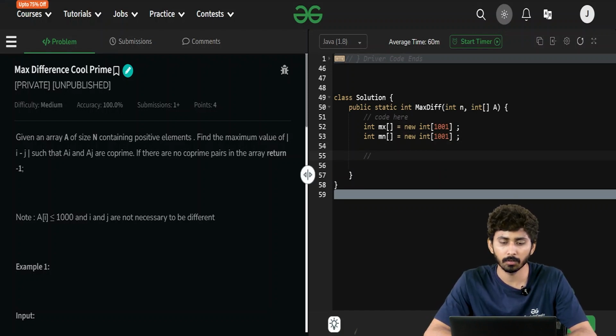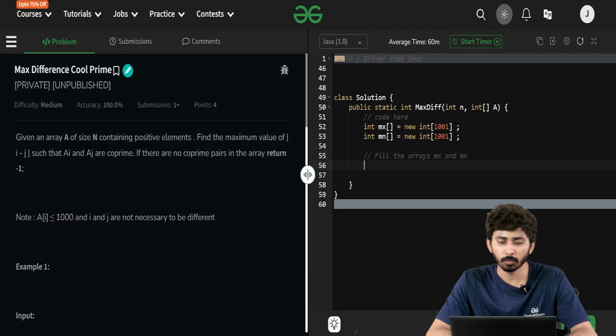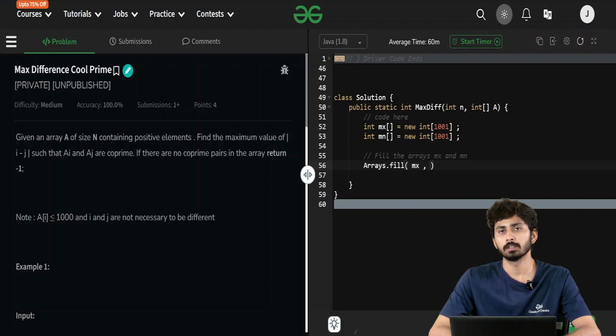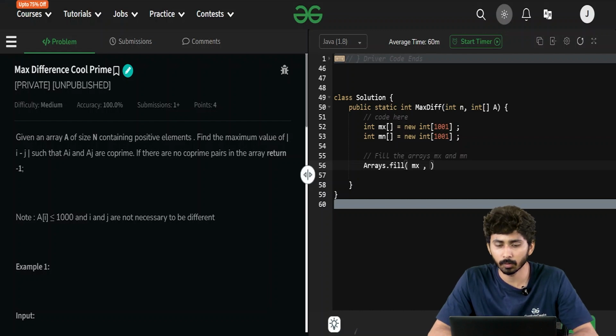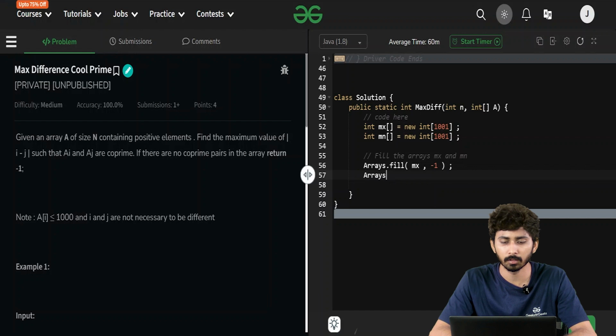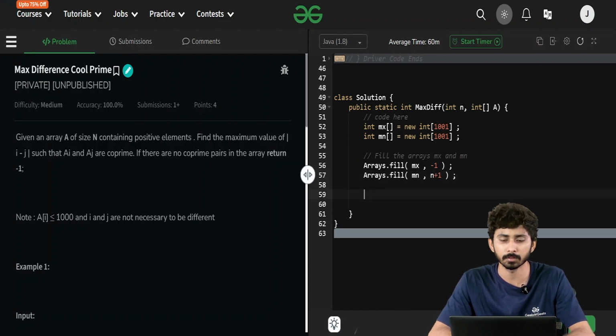So fill the arrays mx and mn. I'll use Arrays.fill to initialize the value of mx. Any positive index should be greater than the initialized value, so I'll take -1 over here. And here I'll use Arrays.fill for mn with n+1. Every index will be less than n+1, so I've taken the minimum initialization as n+1.